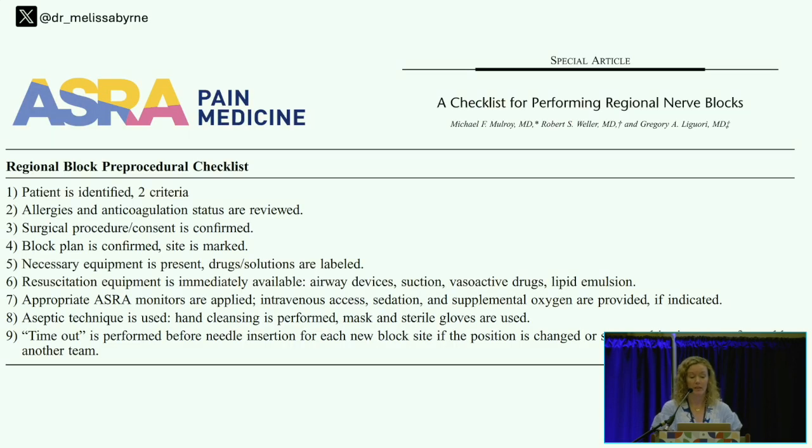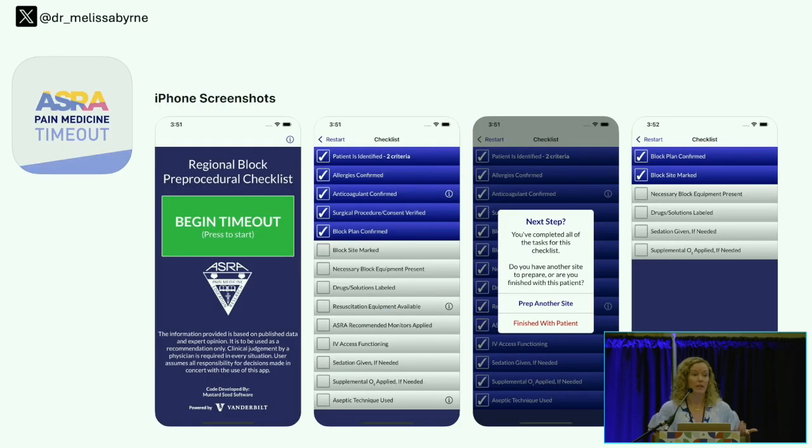ASRA Pain Medicine has also put out a checklist. It's a bit lengthier, and it's comprised upon evidence-based data. And there's 9 different steps associated with it, as well as an app that you can download to your phone that allows you to click each of these steps as they're performed. What I like about this is that it also allows for you to repeat this checklist if you reposition or perform a secondary block.